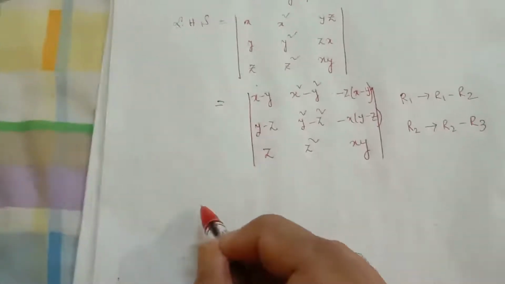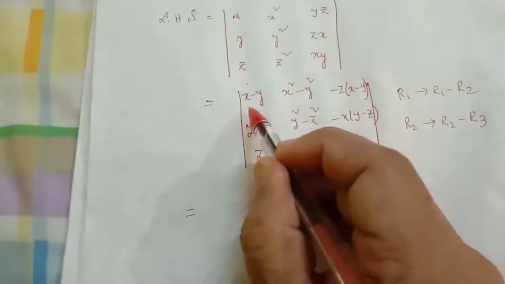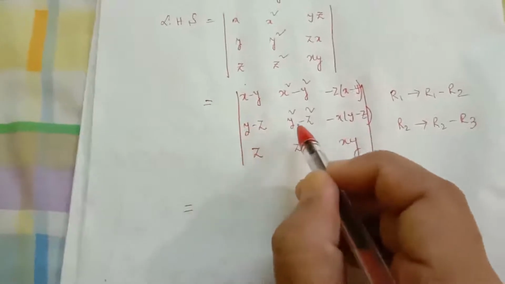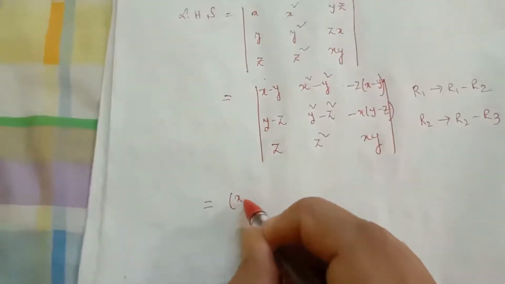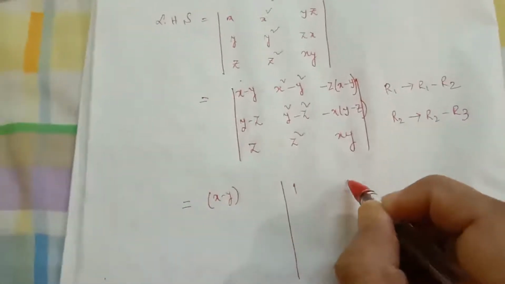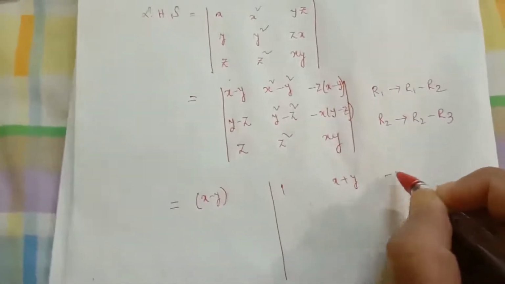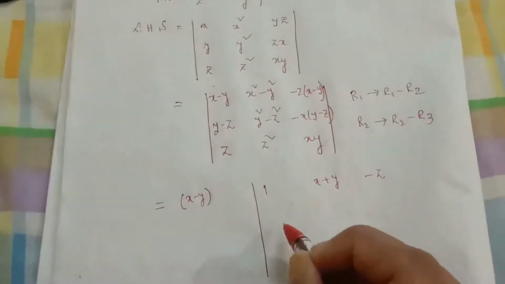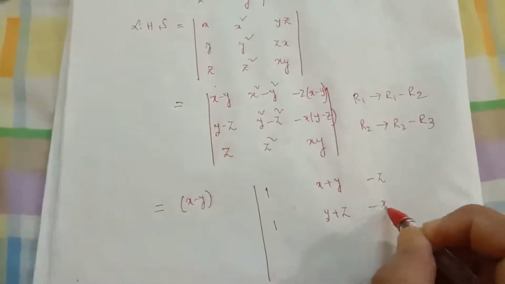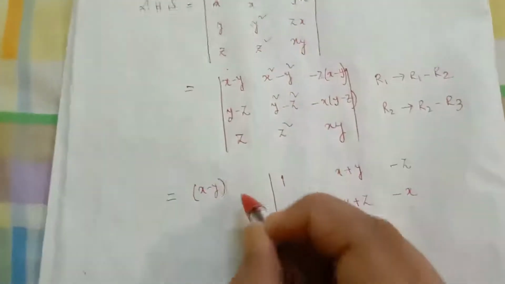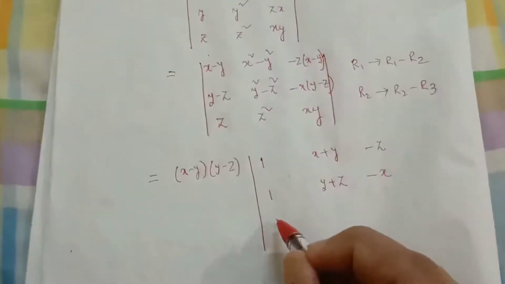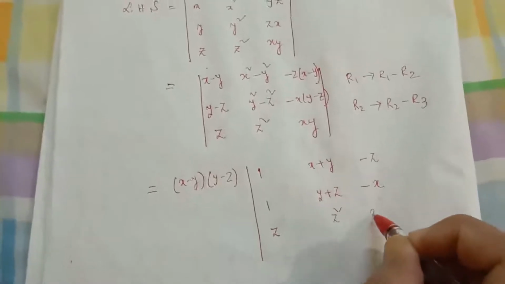Our next step, you can see x minus y is a common factor in r1 and y minus z is a common factor in r2. So take x minus y common in r1. Our r1 will be 1, x plus y, and minus of z. This will be 1, y plus z, and minus of x, and here we have taken y minus z common, so this will be y minus z. We have to take y minus z common, and this will remain as it was, as there is no common factor.